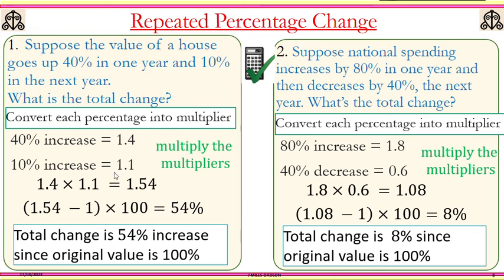So we call this repeated percentage. The important thing is to convert each percentage into a multiplier and multiply them. If the figure is more than 1, multiply it by 100%, and the excess over 100% is the percentage increase. If you multiply by 100 and the answer is less than 100, then it's a percentage decrease. The difference is the percentage decrease.